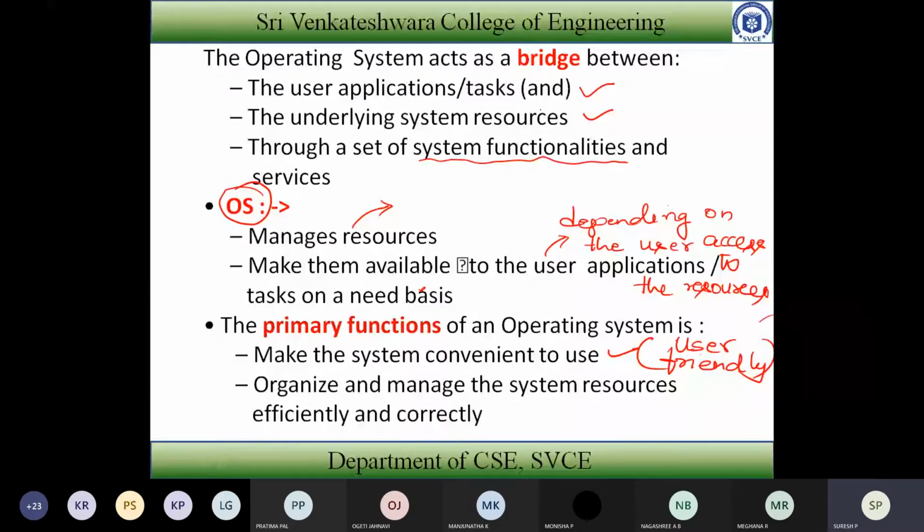So it has to organize and manage the system resources. How does it have to organize and manage them? Efficiently and correctly. So it has to organize and manage the system resources efficiently and correctly. That will be the primary function of your operating system.